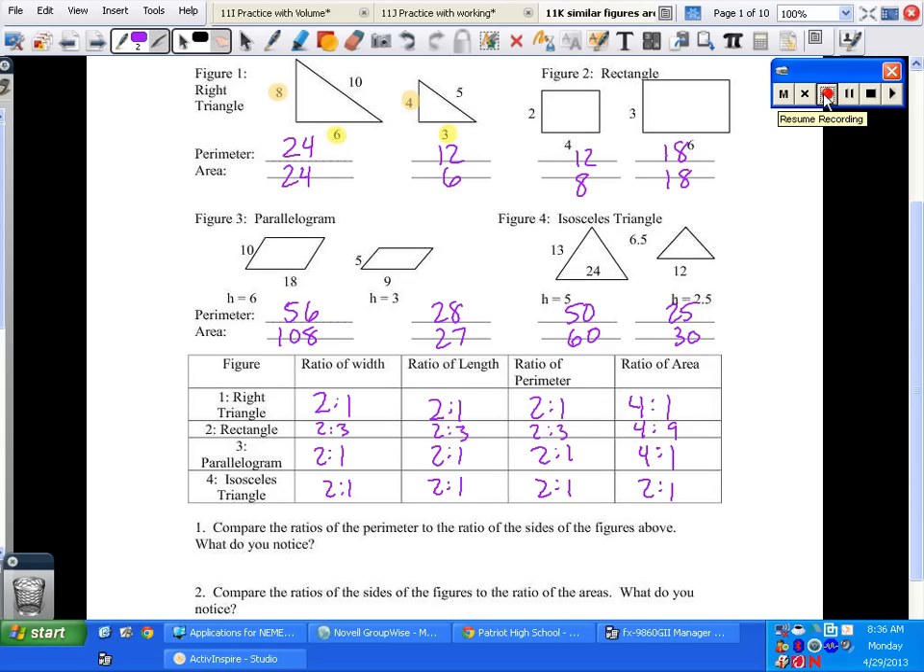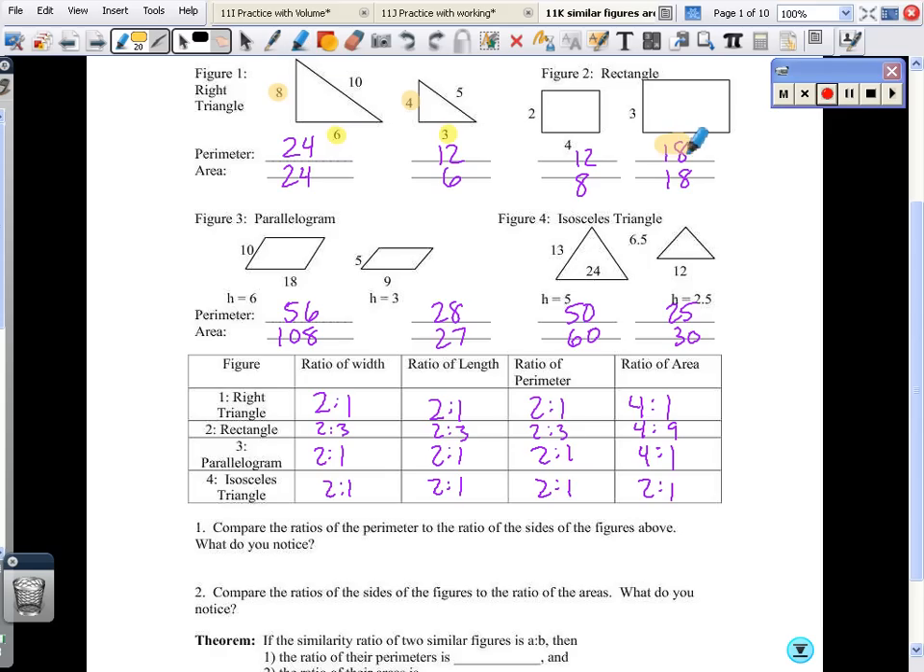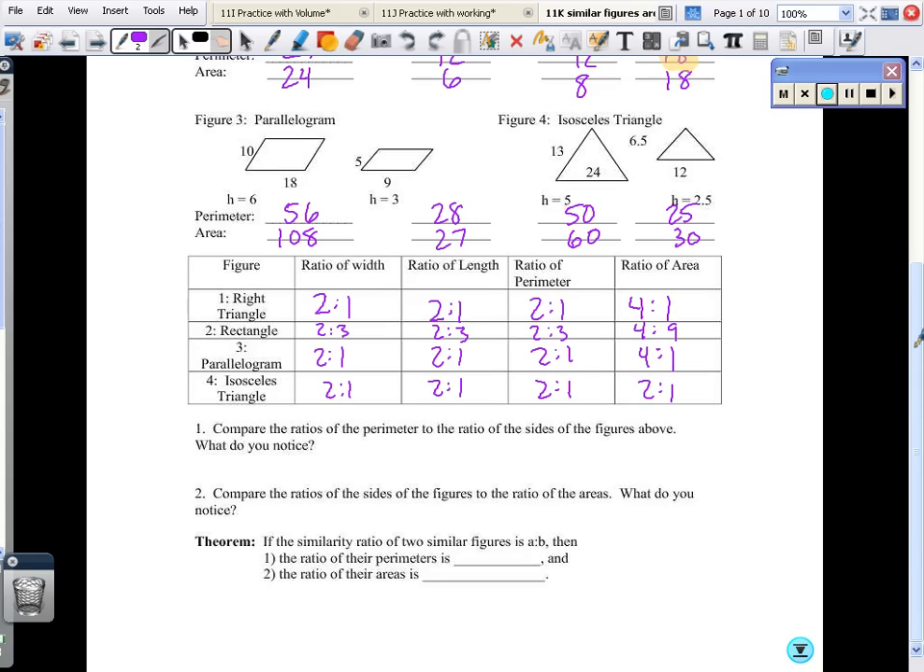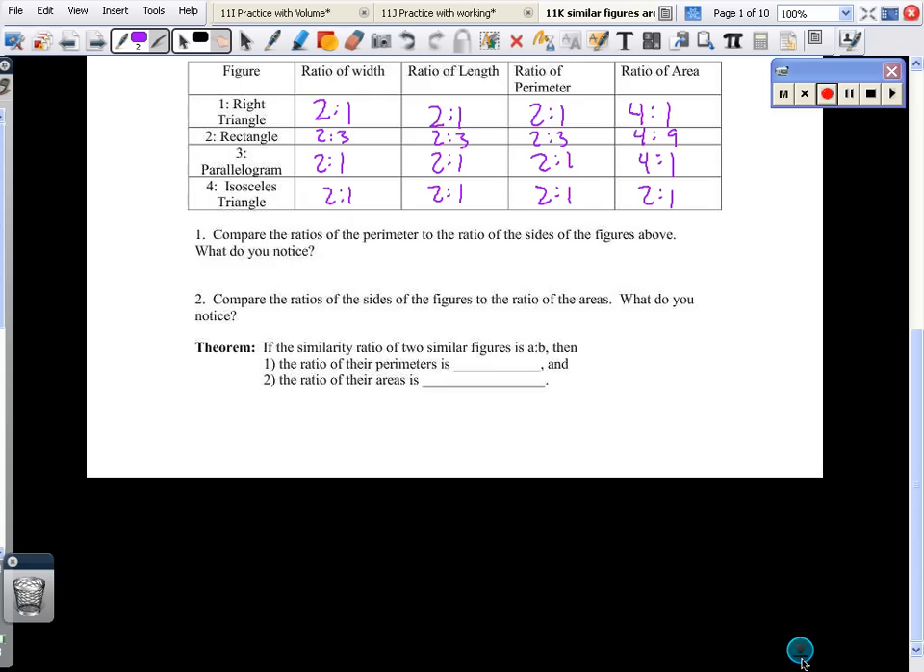Okay, so I have all my ratios in. There was an error, I apologize. I copied something wrong up here. The perimeter of that rectangle is 18. Sorry about that. So down at the bottom now, I filled in the table just by setting up fractions and then reducing them as ratios. And then I'm going to try and answer these questions.